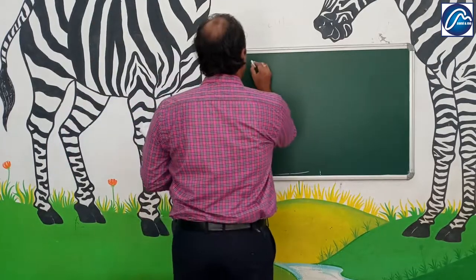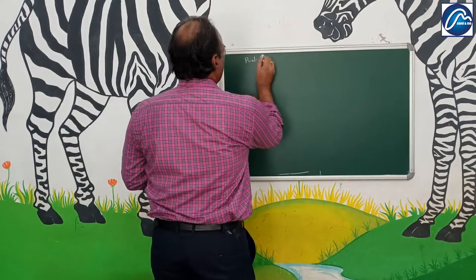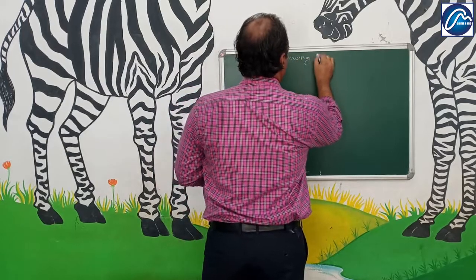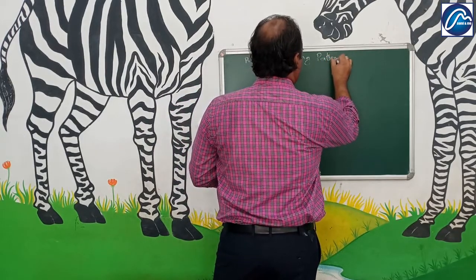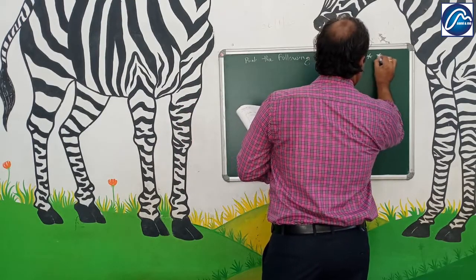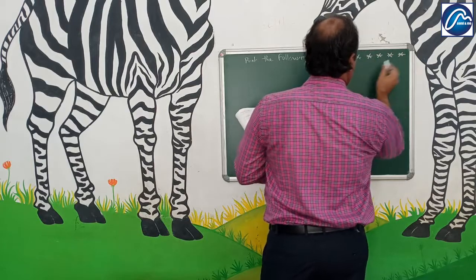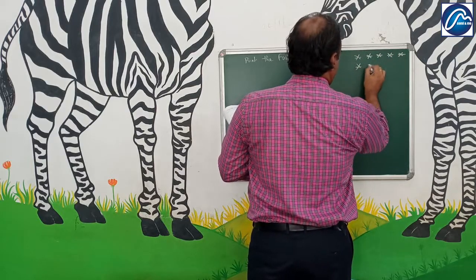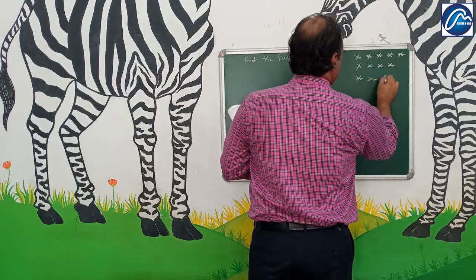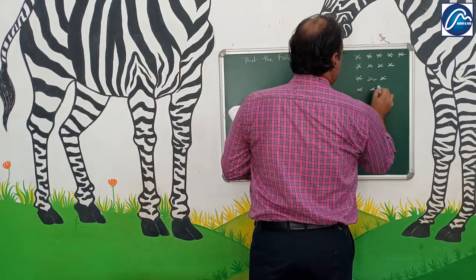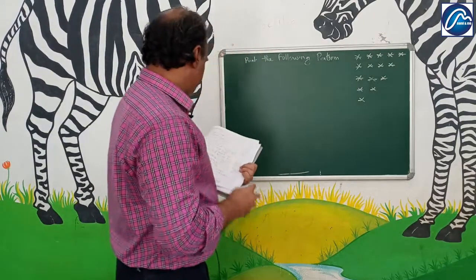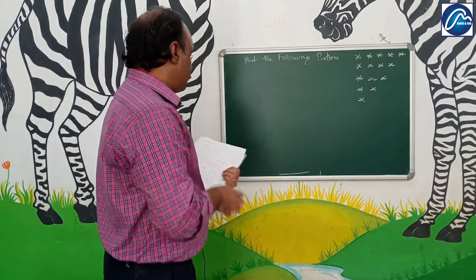Write a program to print the following pattern. Now what is the pattern you need? First line, second line 1 2 3 4, third line, and last line single. This pattern I want to draw. So what is the program I will be writing?